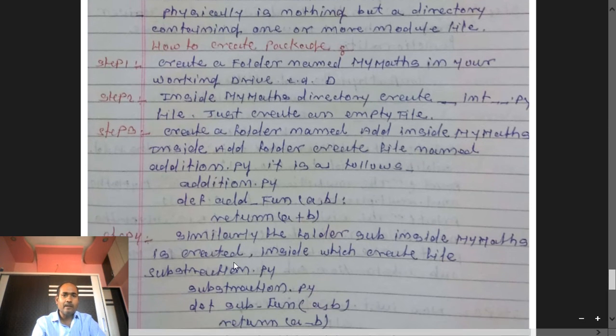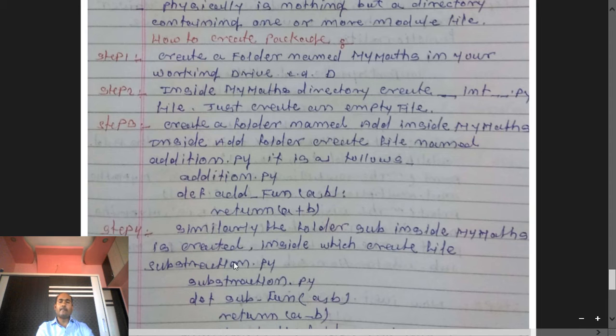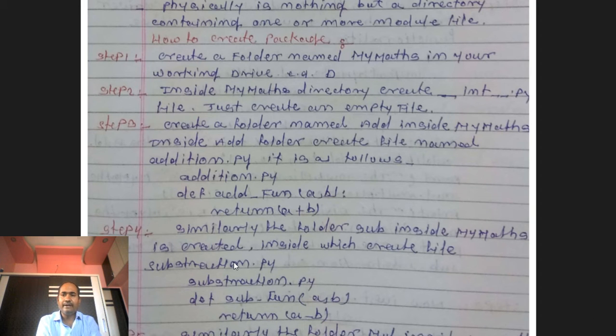In step 2, inside the my math directory create a double underscore init double underscore dot py file. Just create an empty file. So in the D drive, in the my math folder, we create the double underscore init double underscore .py file. This is an empty .py file.